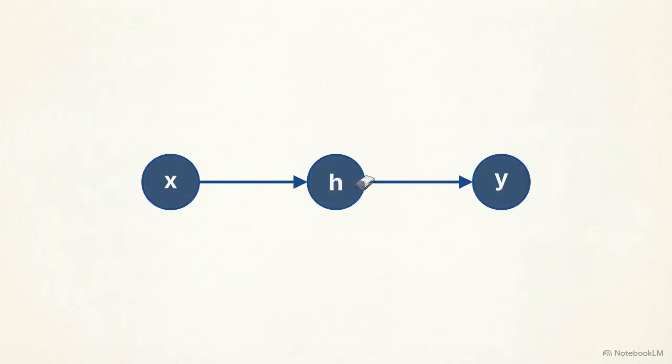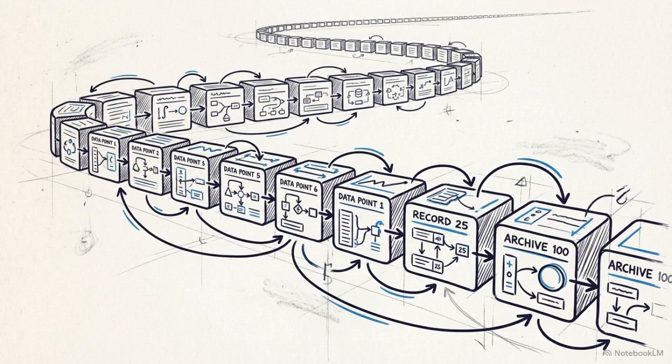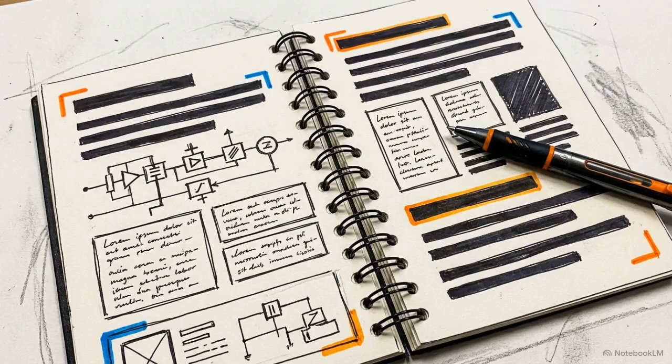Instead of pushing data in a single straight line, an RNN has a loop built right into its architecture. It takes what it just learned and feeds that context straight back into its next step. By carrying the past directly into the present, the network maintains an ongoing record. It stops resetting with every new word and begins acting as the ultimate note-taker.